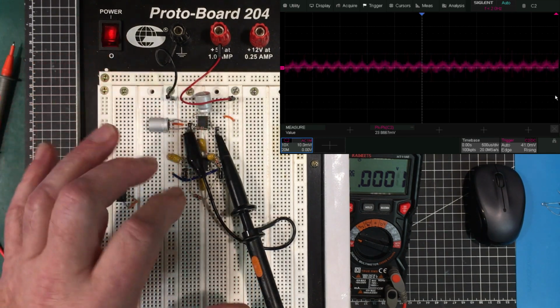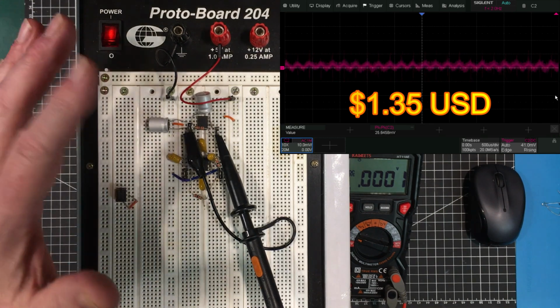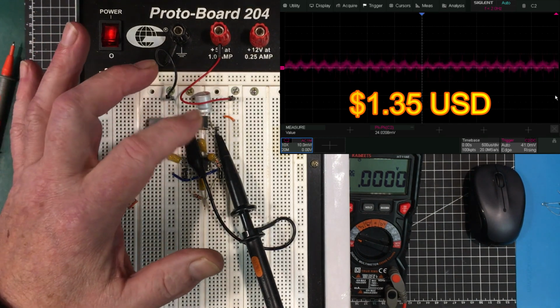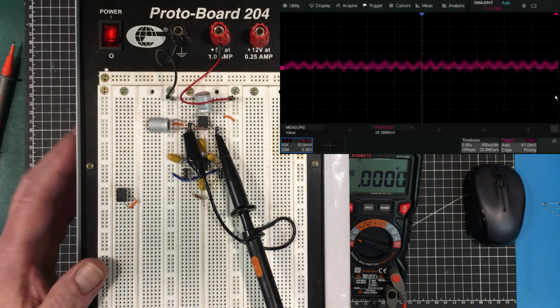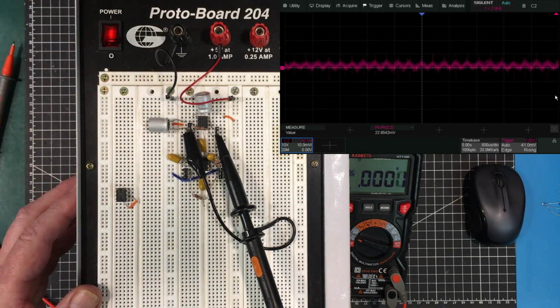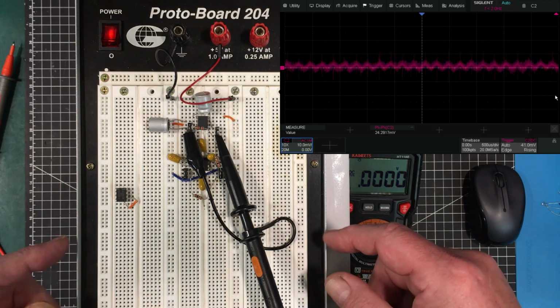These chips are quite a bit less expensive than these ones too. I've forgotten what the price of them was, but maybe around $1.50 a piece or something like that. A very inexpensive way to add a minus voltage into your circuit, and it seems to work quite effectively. Now, let me set up for the other one, and I'll come right back.